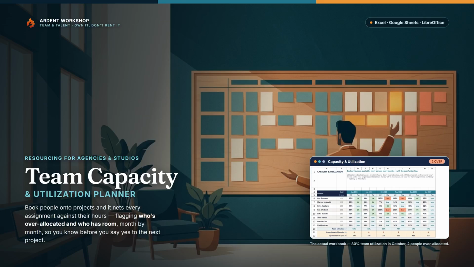Every agency knows the feeling. A great new project comes in, and the only way to know whether the team can take it is a nervous guess about who seems busy. The Team Capacity and Utilization Planner replaces that guess with a picture, an owned Excel and Google Sheets workbook that shows exactly who's over-allocated and who has room.